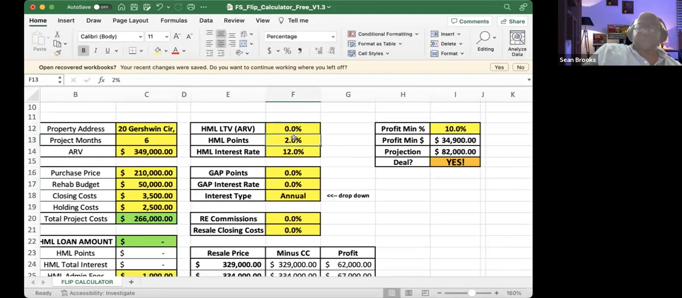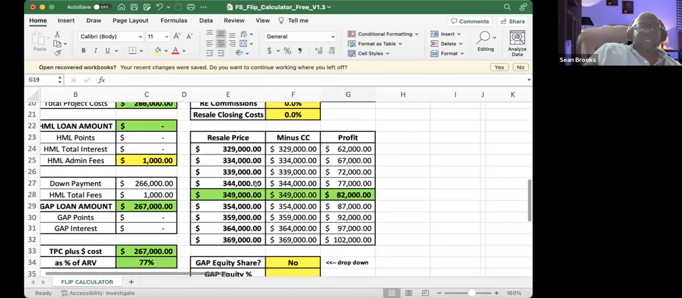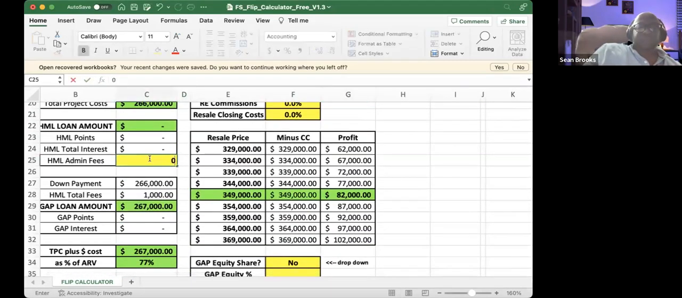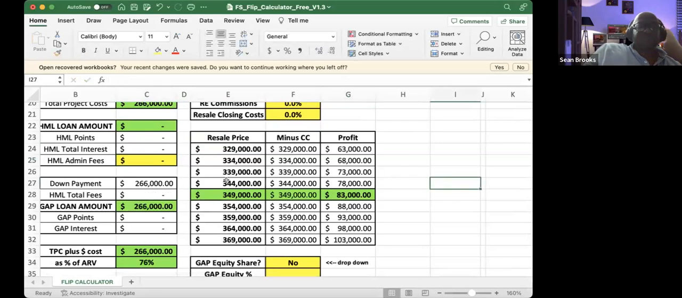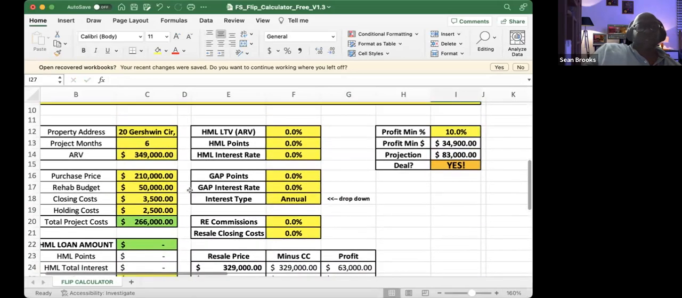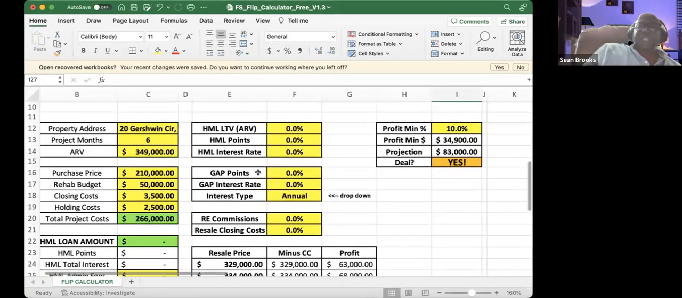So let's zero it out. I'll show you what this looks like. All right. So it would cost you, if you were to put up all this money yourself, $266,000, right? Your projected profit will be $83,000. Profit minimum is $34,000. But this is a yes to this deal based on 10% of this particular number. So $34,900 is the minimum at 10%.